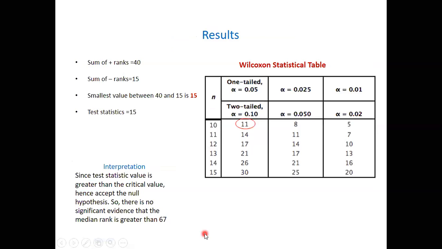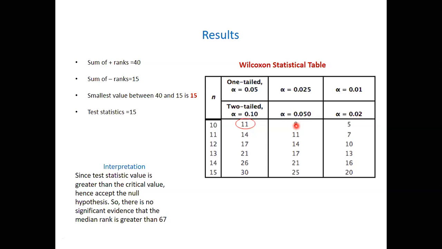And the test statistic is whichever one is smaller. So the smaller value between 40 and 15 is 15, and the test statistic is 15. And look at the way the table looks. If the sample size is 10, n is 10, the critical value for 0.05 level of significance is 8. So it is significant when the statistic is less than 8.